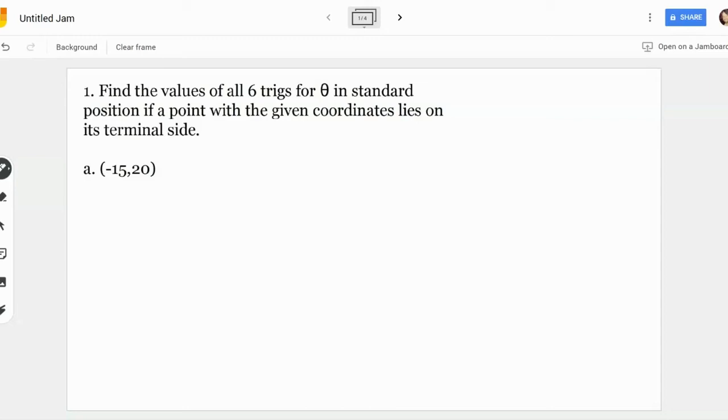Trig in the coordinate plane. So we have a point here, and we're going to plot it on the coordinate plane, and we're going to figure out the angle that it makes if the line from the origin to this point is the terminal side, as in an angle of rotation. And so that's going to look like this.